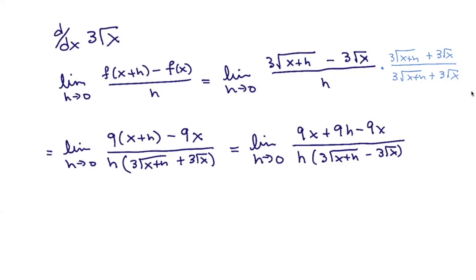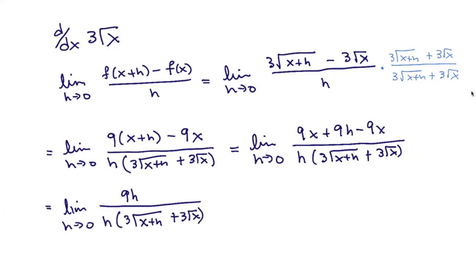x. Okay, simplifying the numerator, we get 9x plus 9h minus 9x, and the denominator will be h times the 3 root x plus h plus 3 root x. Further simplifying the numerator, we get 9h in the numerator, and the denominator has h times the bits with the square roots. And at this stage, we see that we can safely cancel that h in the numerator and denominator.